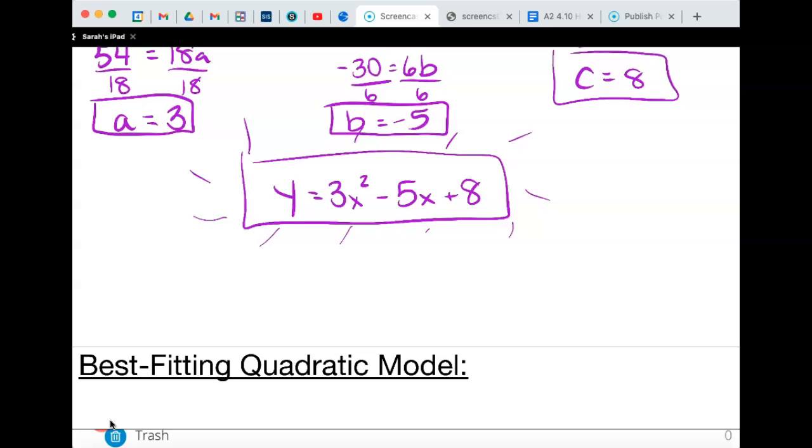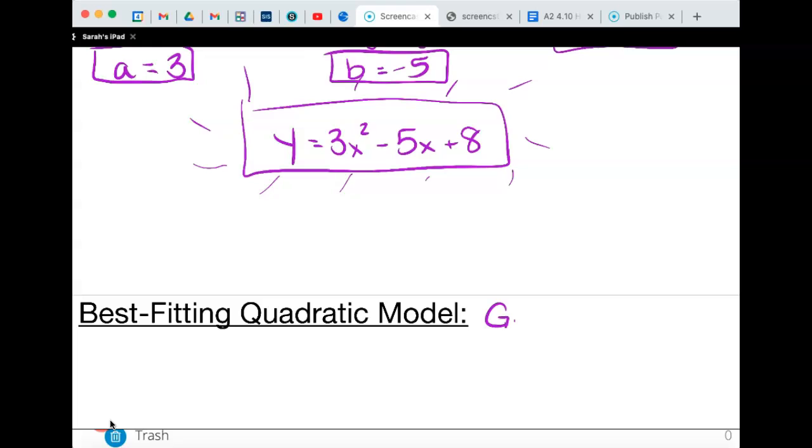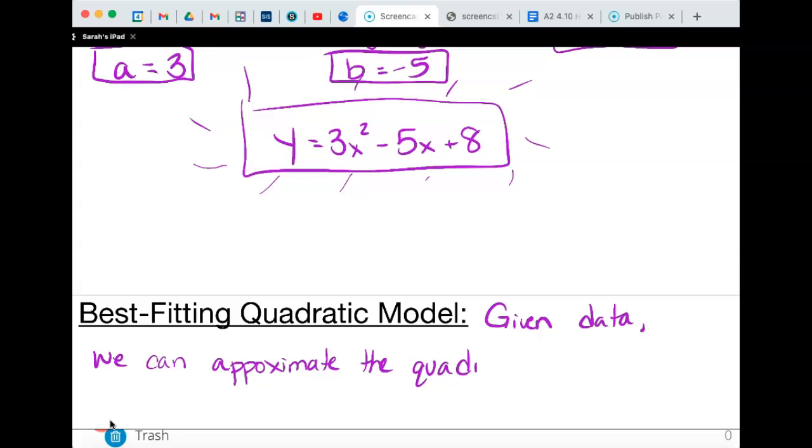Okay. So we need to talk about a best fitting quadratic model, because basically we've been writing quadratic models this whole time. But this works specifically with data. So if you're given data, we can approximate the quadratic equation.